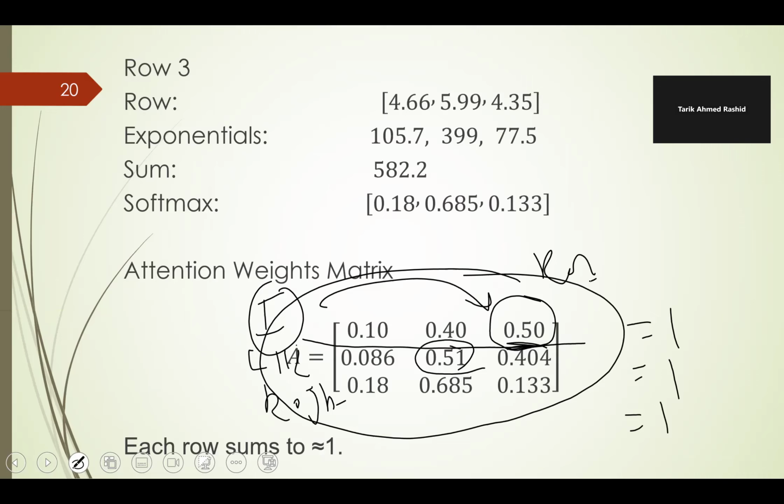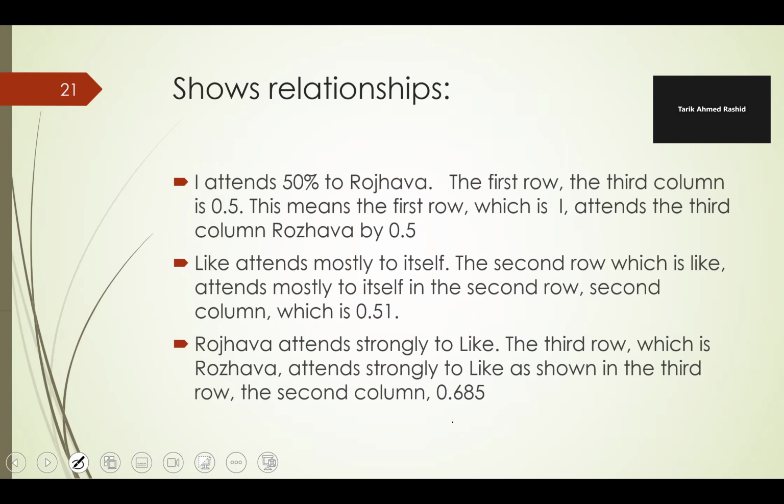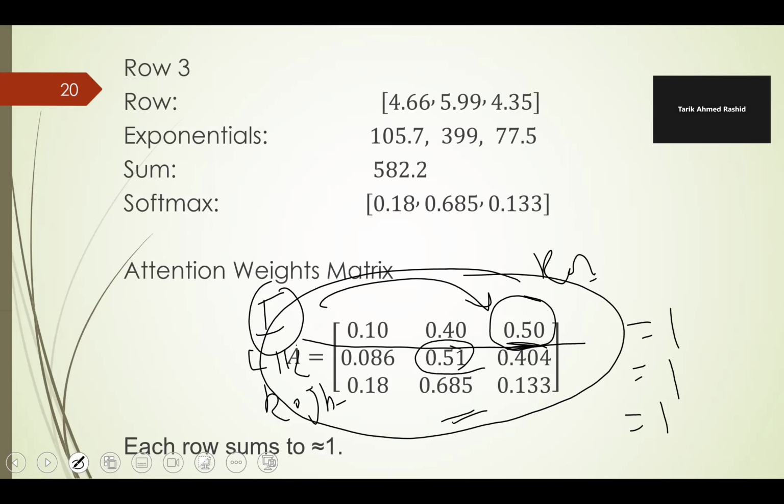And lastly, Rojava attends strongly to like. This row, which represents Rojava, has its highest value in the second column of the third row, which is 0.85. So what does it mean? Rojava attends to like mostly. I hope this was clear. This is what we mean by contextual representation. The first row is I, which attends mostly, by 0.5, to Rojava.